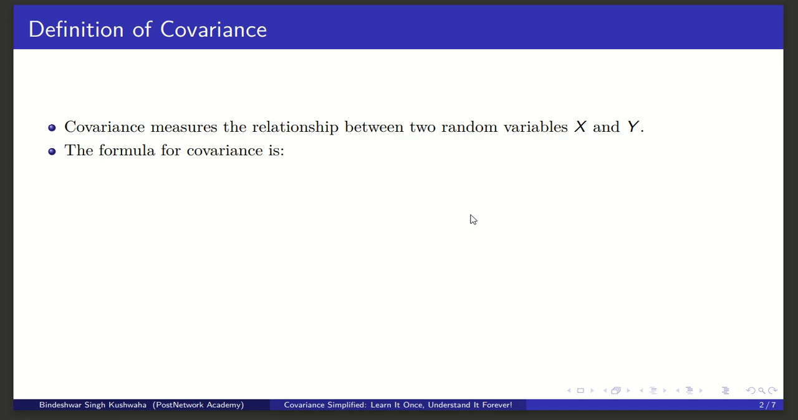So the formula of covariance is Cov(x, y) equal to 1 upon n summation from i equals 1 to n of (xi minus x bar) into (yi minus y bar), where xi's are observations, x bar is the mean of all observations, yi's are observations and y bar is the mean of all y's.